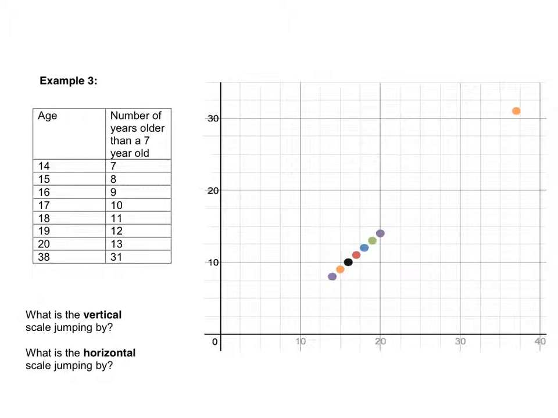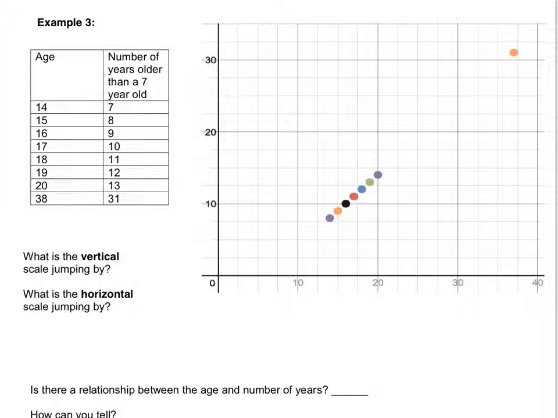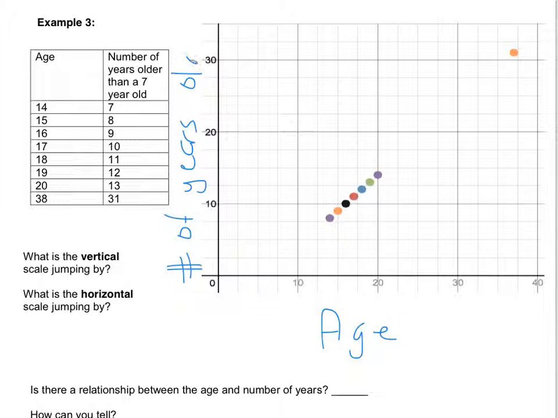In example 3, we have age, and we have the number of years you are older than a 7-year-old. So someone who's 14 is 7 years older than a 7-year-old. Someone who is 20 is 13 years older than a 7-year-old. So we'll plot age along the x-axis and number of years older than a 7-year-old on my y-axis. The points are plotted for us. And we see again that they form pretty much a line.